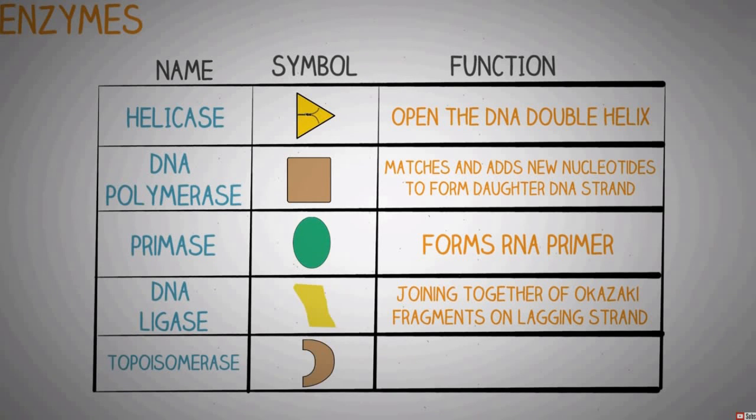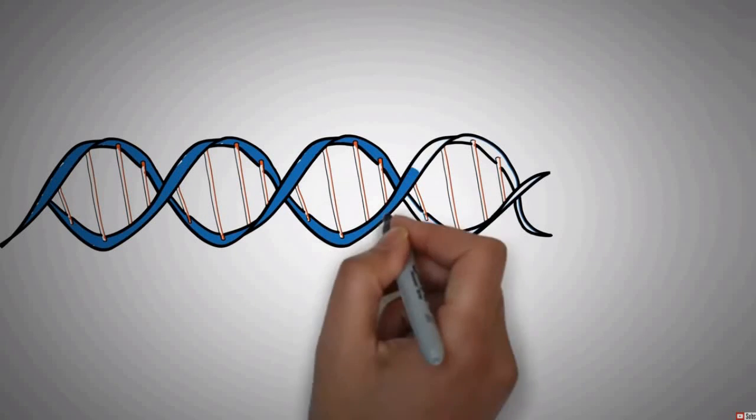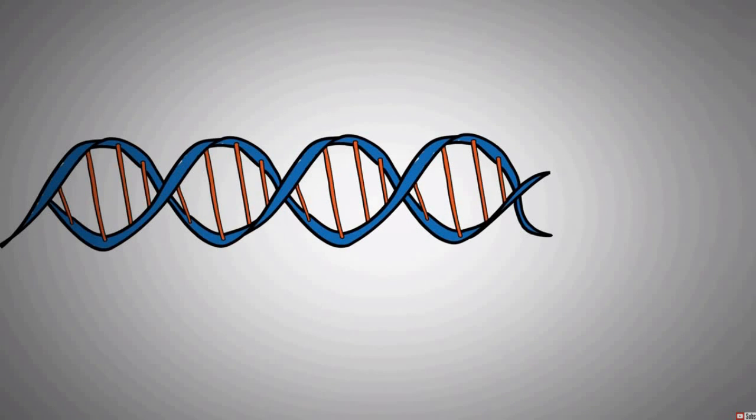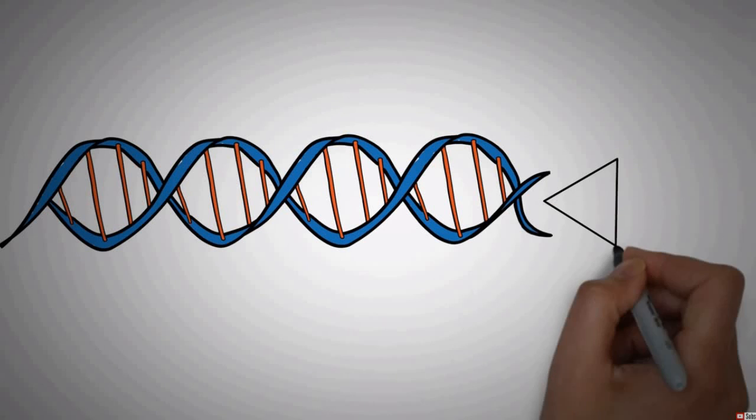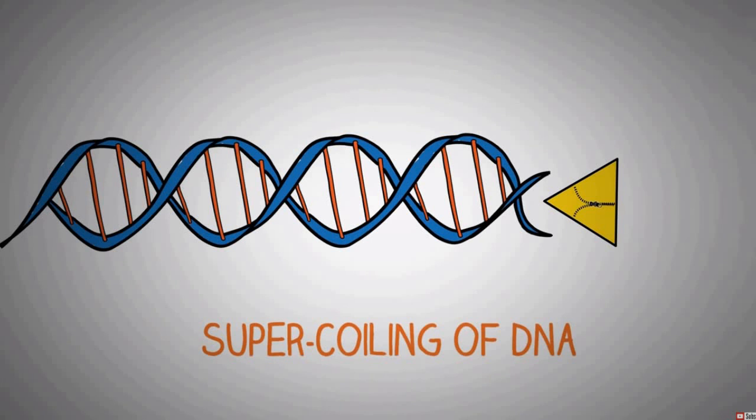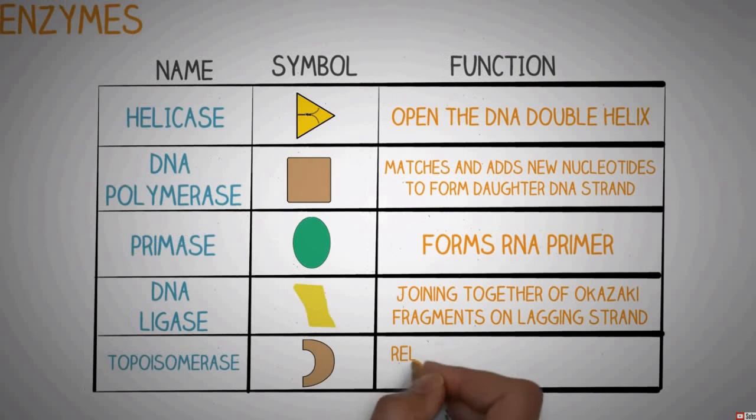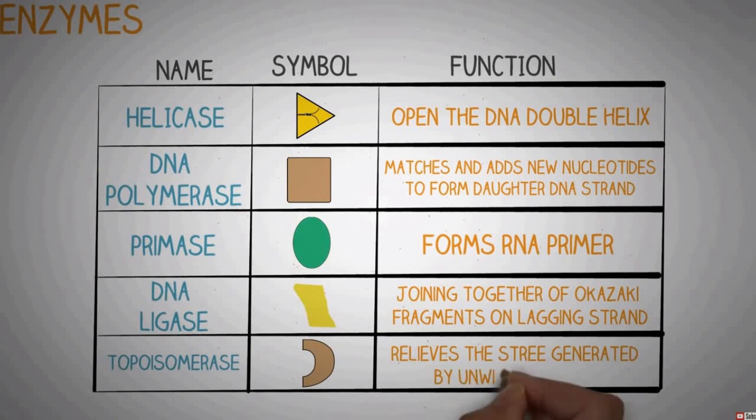And the final enzyme we will talk about is the enzyme topoisomerase, which will be denoted by this symbol. Now the DNA is a double helical structure which consists of two strands of DNA which are twisted around each other. When the enzyme helicase opens up the DNA, there is generation of stress in the DNA strands which can lead to supercoiling of DNA. Now this problem is solved by topoisomerase, which cuts and reseals the fragments of DNA to relieve the stress that is produced by unzipping of the DNA.